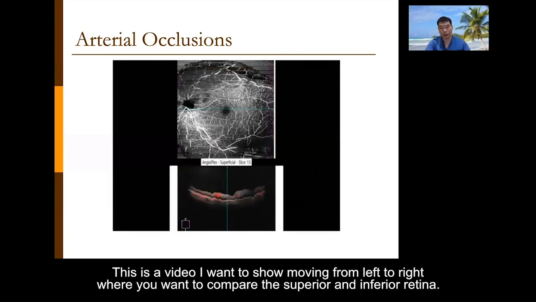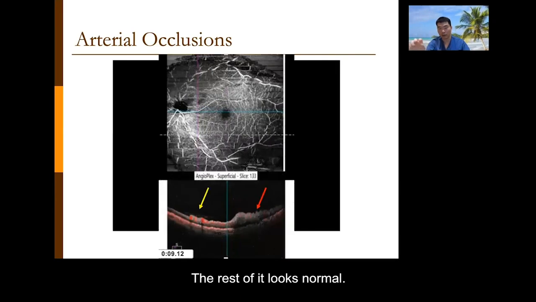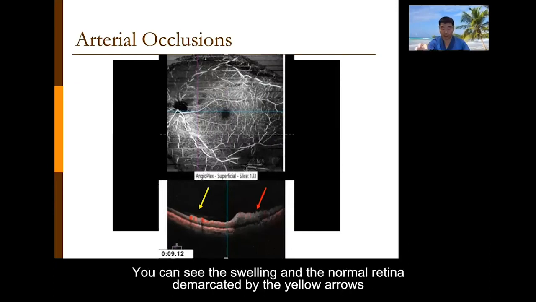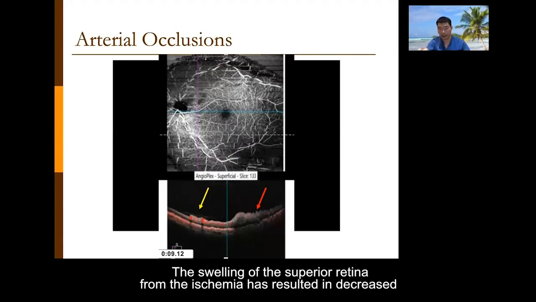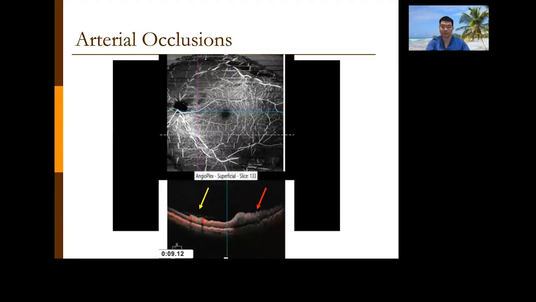This is a video I just want to show moving from left to right, where you want to compare the superior and inferior retina. You can see on the B scan moving below, the swelling of the superior retina versus the inferior normal retina. The rest of the temporal retina looks normal. The superior retina is demarcated by the red arrow. You can see the swelling, and the normal retina demarcated by the yellow arrows. Again, you can see the swelling of the superior retina from the ischemia, as well as decreased flow volume as compared to the normal flow in the inferior retina.